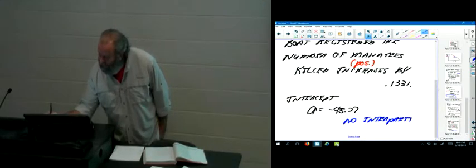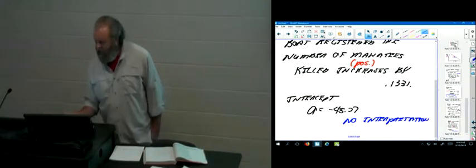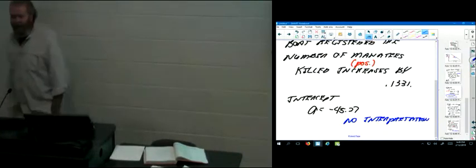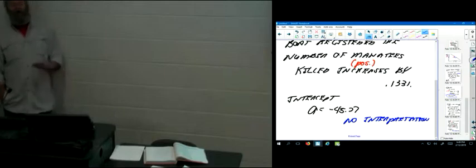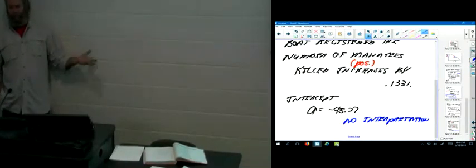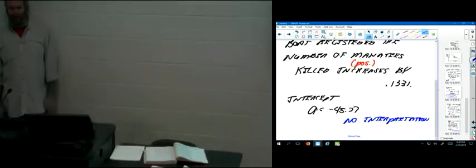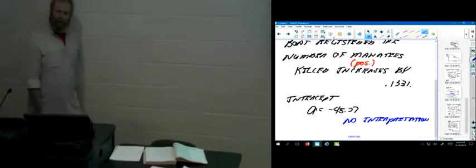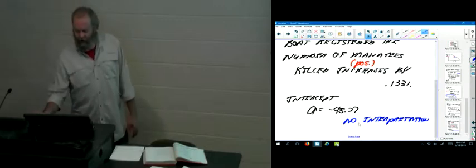Can I always interpret the slope? Yes. Sometimes I can interpret your intercept. It makes no sense to talk about anything here when the number of votes registered is zero. Then we're going to talk about the number of manatees killed by boats when there's no boats registered. You understand my problem here, right? So it makes no sense.